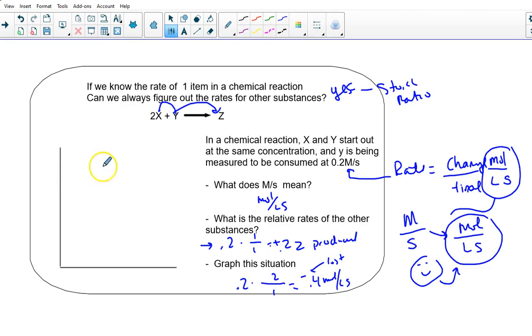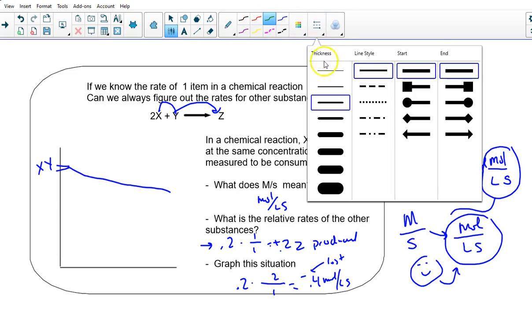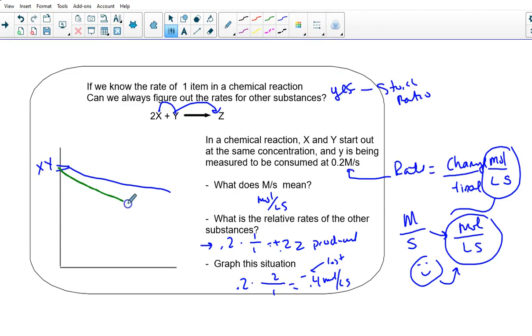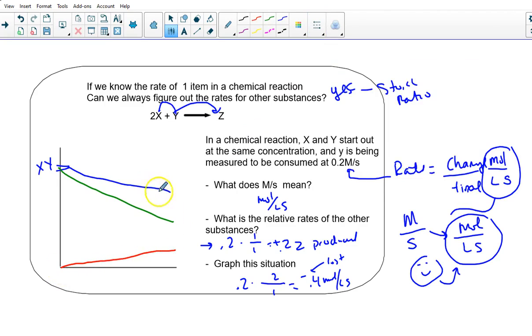Okay, so once again, if we're doing X and Y, this is something that is also indicated in the graph. So if Y is being consumed like this, then X should be consumed like, let's get a different color here, X should be at twice the rate. And Z, yep, should be going at a similar rate to that of Y. This is Z, this is X, and this is Y.